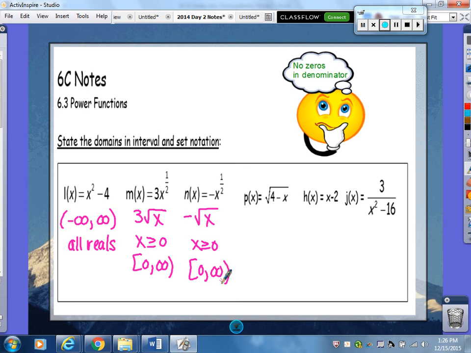All right, still a square root. So this value underneath has to be greater than or equal to 0. So let's solve for x. So the opposite of x is greater than or equal to negative 4. Divide by negative 1, which flips over your inequality. So that means x is going to have to be x less than or equal to 4, which is negative infinity to 4 in interval notation. All right, x minus 2 is a line, so that's all reals.